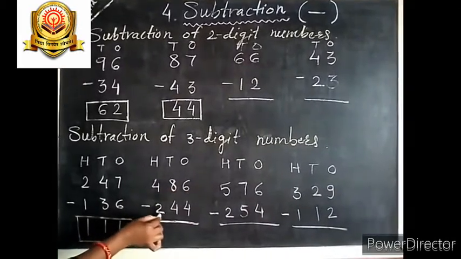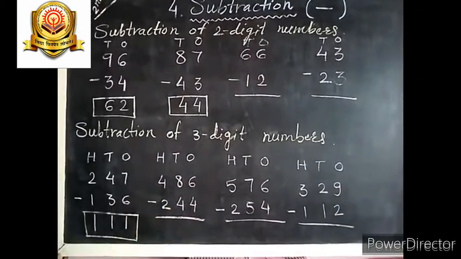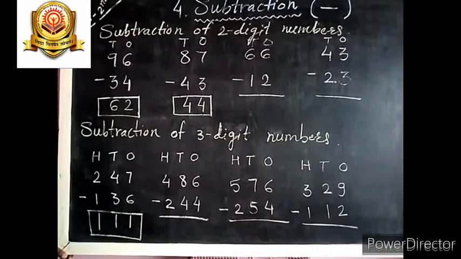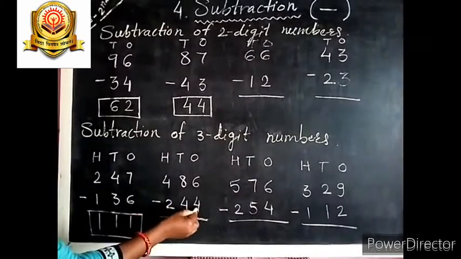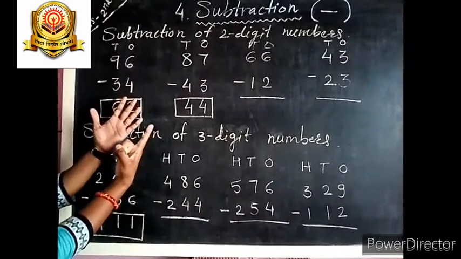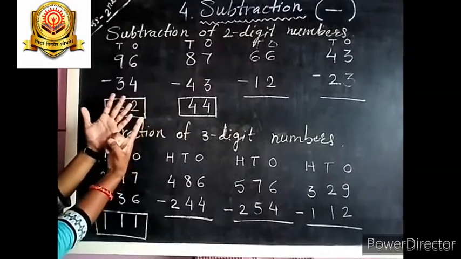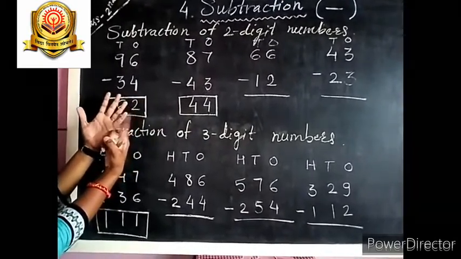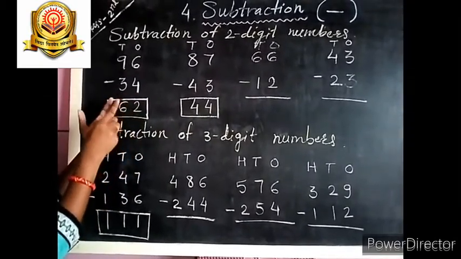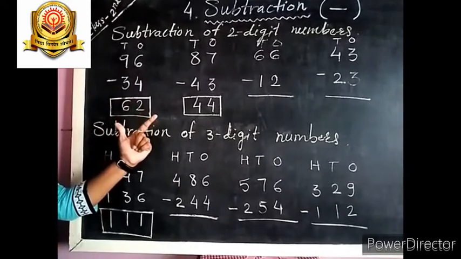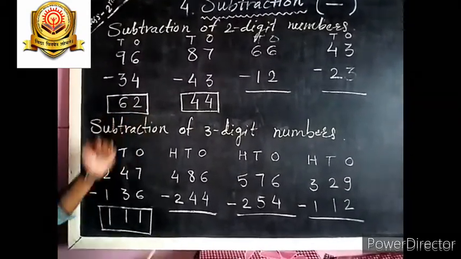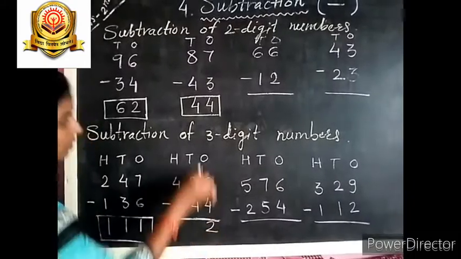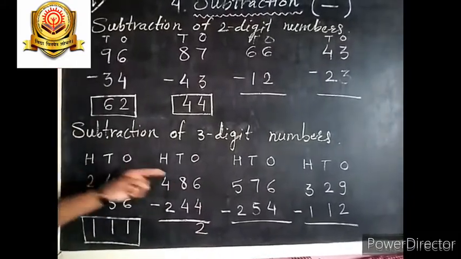Another example, 486 minus 244. Firstly subtract from the ones place. So 6 minus 4, take 6 fingers and remove 4 fingers. 1, 2, 3, 4. How many fingers remaining? 1, 2. So write here 2 under the ones column.